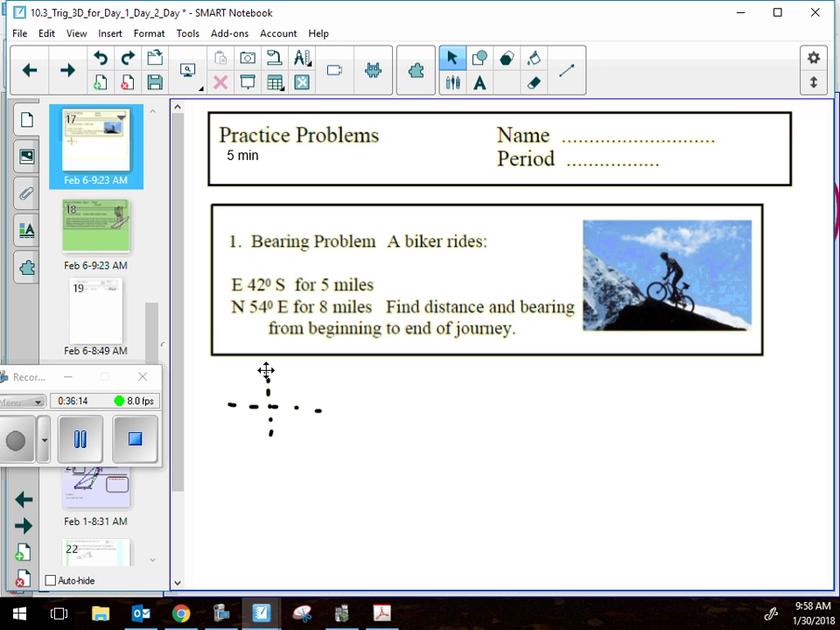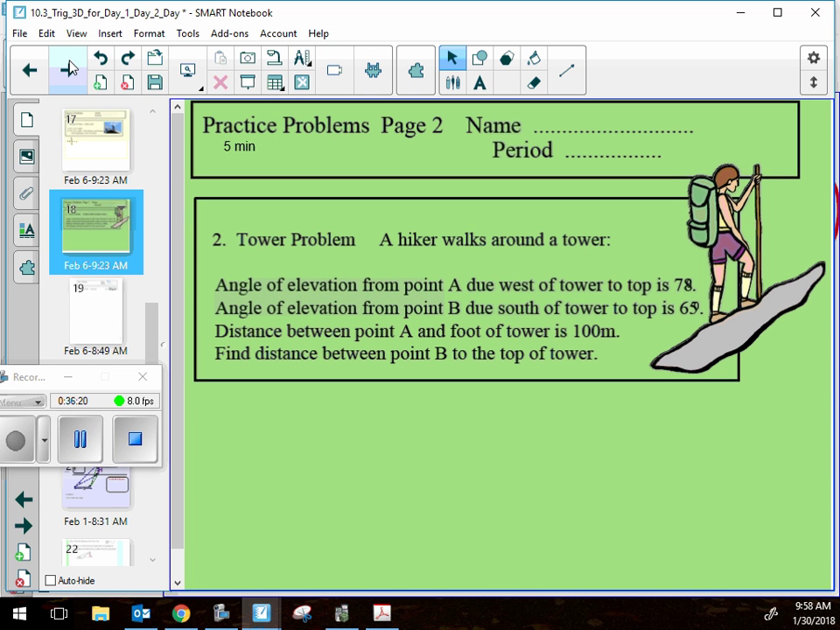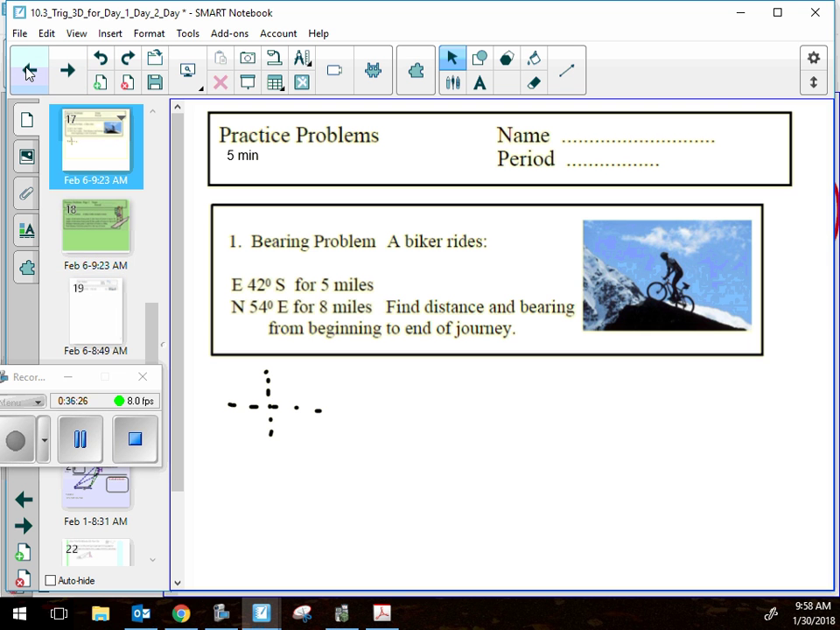So make sure that you have your compass roses as you do the first one here, and then I want you to also do this one. So basically, two challenging word problems. They're not impossible, but one's got that angle of elevation thing going. The other one's got bearings. Okay, that's your homework for tonight, and that's all I got for the video for today.